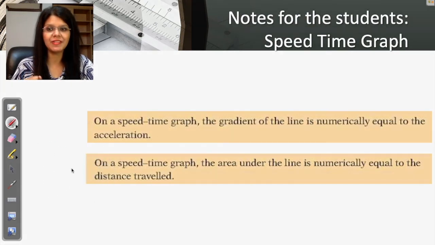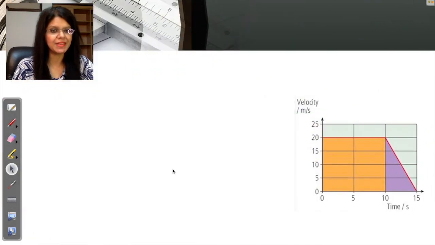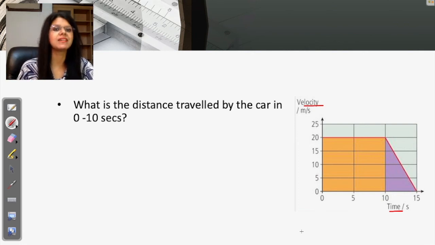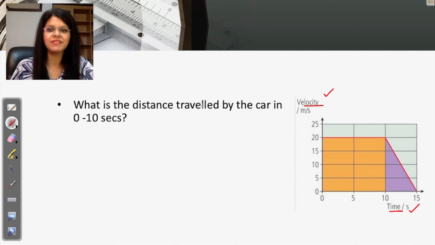Let's solve a few questions on this now, right? So I am going to show you a distance time graph here, and you have to find the distance traveled. If you are given a velocity time graph or a speed time graph, the techniques used in both the graphs are almost similar, 90% similar. So do not get worried. Same fundamentals you'll use here as well. So you have to find the distance traveled by the car from 0 to 10 seconds.